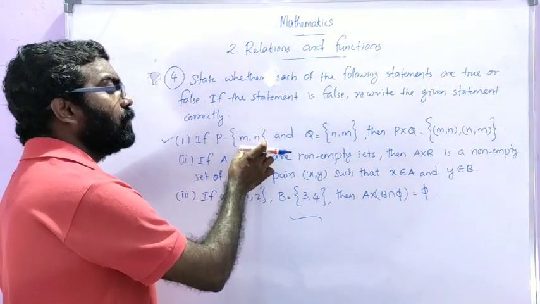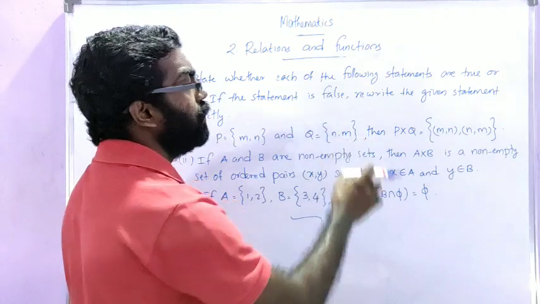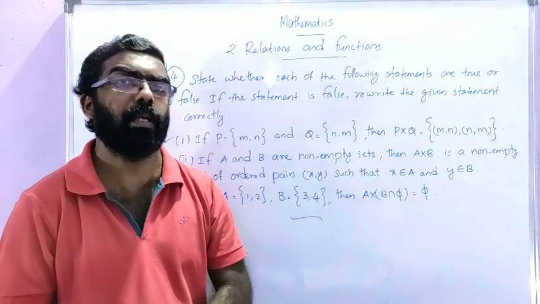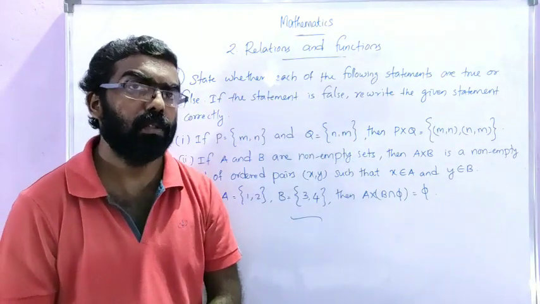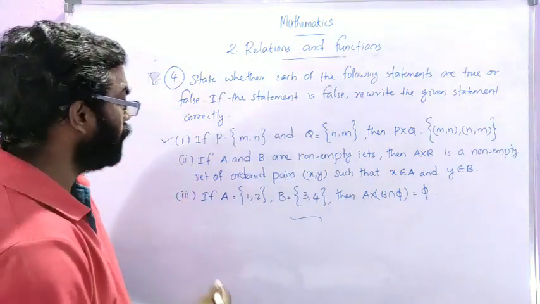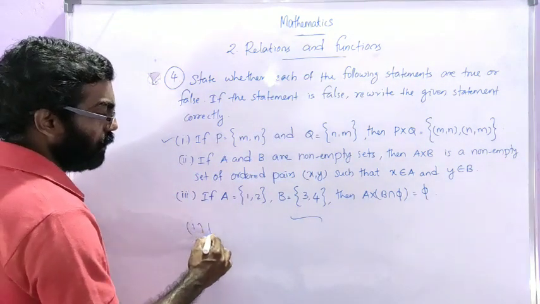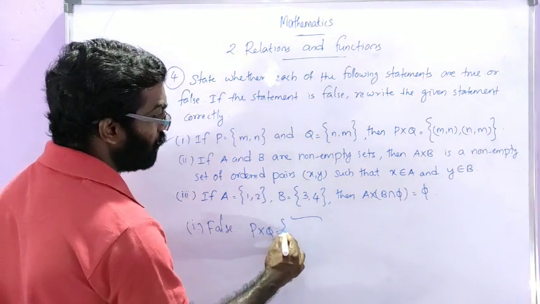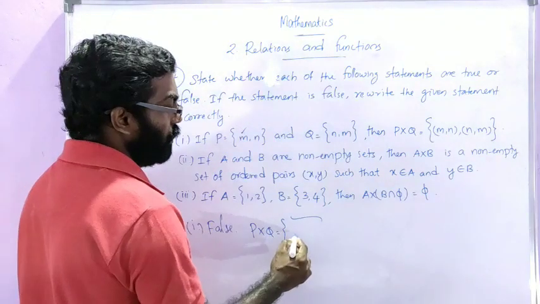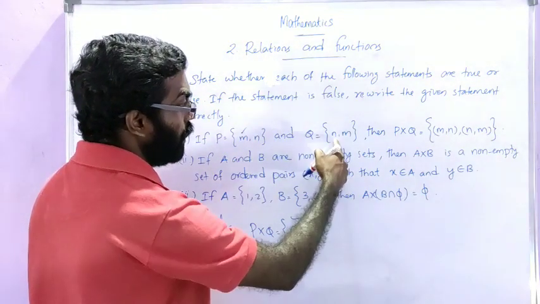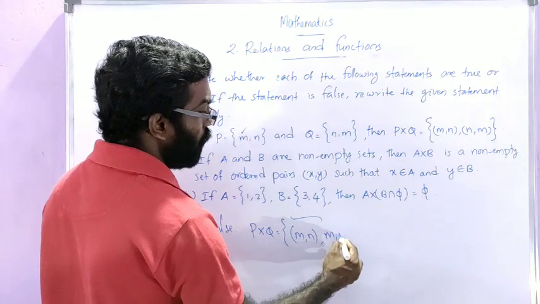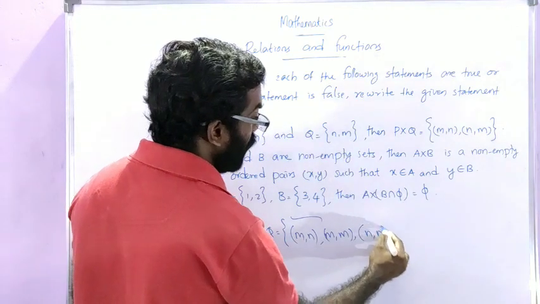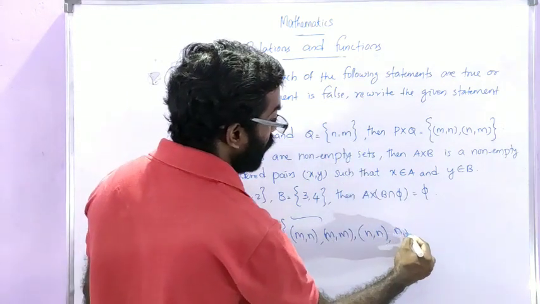Why? Here set P consists of two elements and set Q consists of two elements. So 2 into 2 is 4. 4 elements will be there in P cross Q, but here there are only 2 elements. So it's false. Now we can rewrite this one. The given statement is false. So P cross Q will be equal to the set of all ordered pairs (m, n), then (m, m), then next element n, so (n, n), then (n, m).